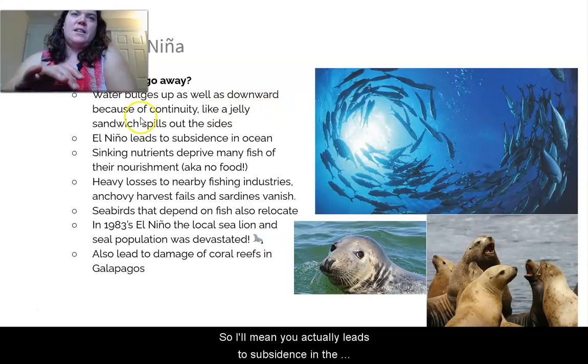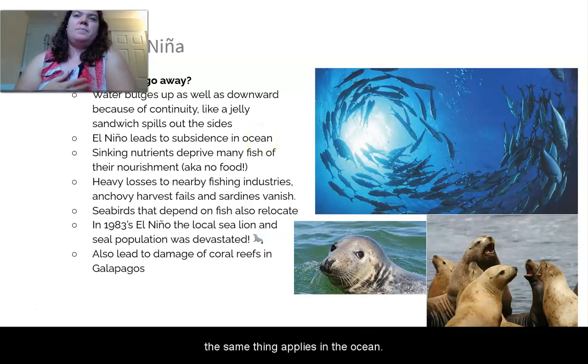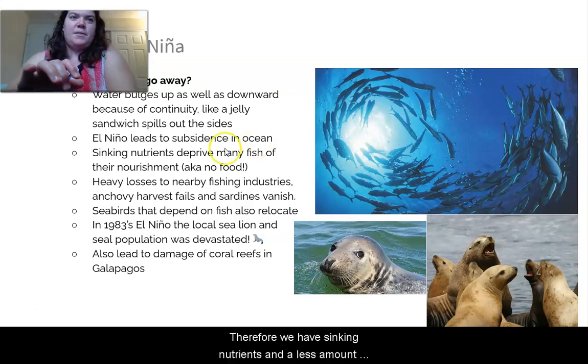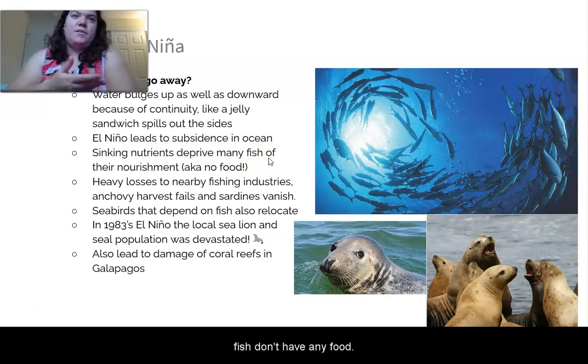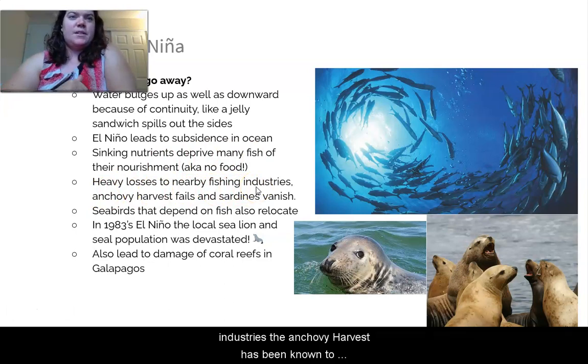So El Nino actually leads to subsidence in the ocean. Just like we talked about subsidence in the air, the same thing applies in the ocean. Therefore, we have sinking nutrients and a lesser amount of nutrients because they're not being replaced from below. So the fish don't have any food, which is bad, which leads to heavy losses in our nearby fishing industries. The anchovy harvest has been known to fail, and sardines vanish.